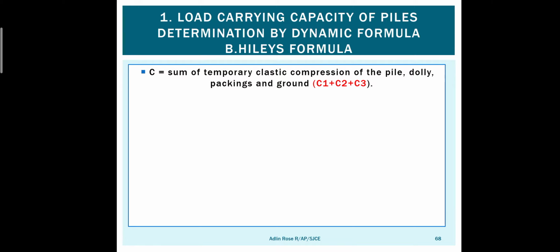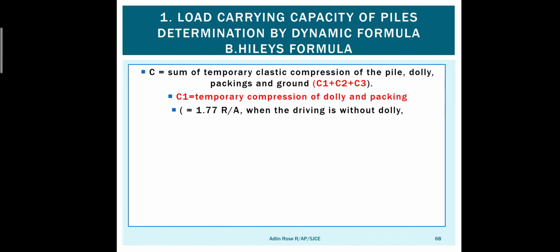So C is given as C1 plus C2 plus C3, where C1 is the compression of the pile, C2 is the compression of the dolly, and C3 is due to the compression of the ground. So that is C1, C2, C3, and they have separate formulas.